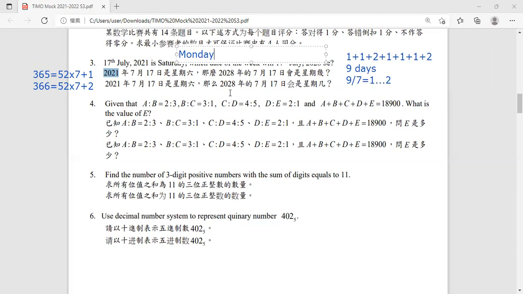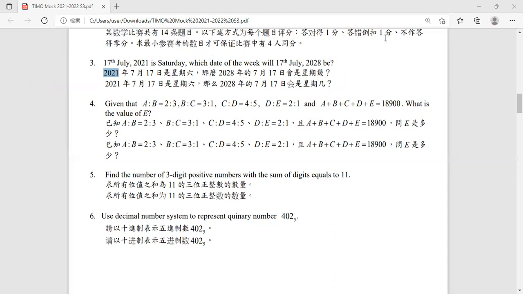I don't know why it's here, but it's still okay. You just check with your knowledge, okay? Okay, question 4. Still simple. Still very simple.